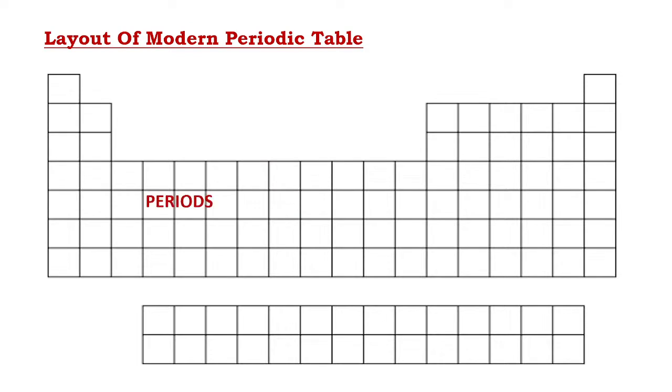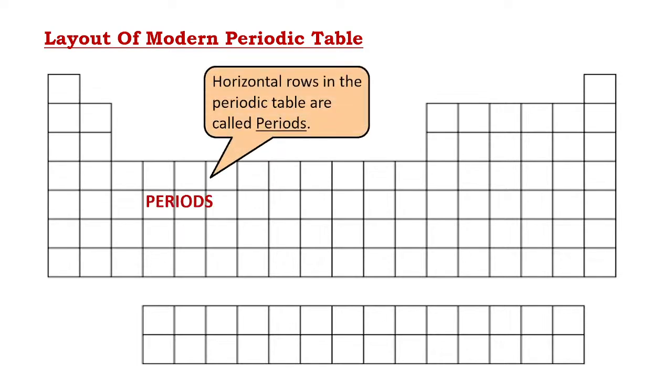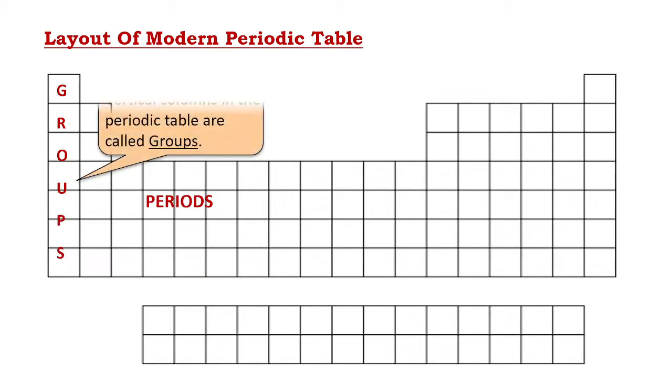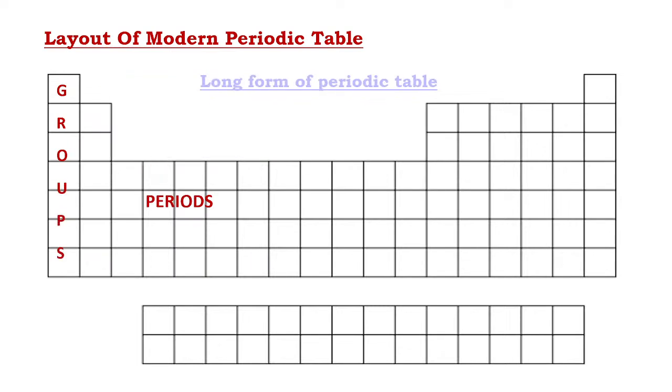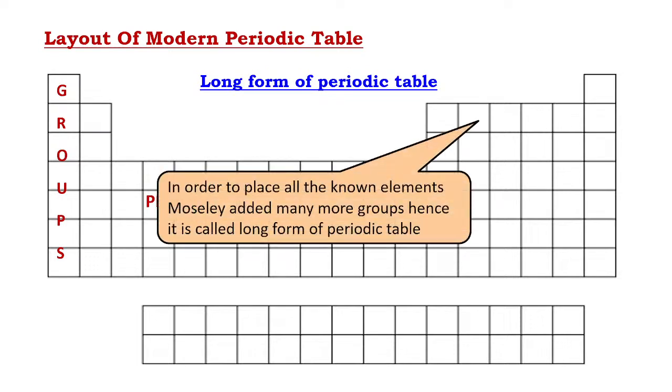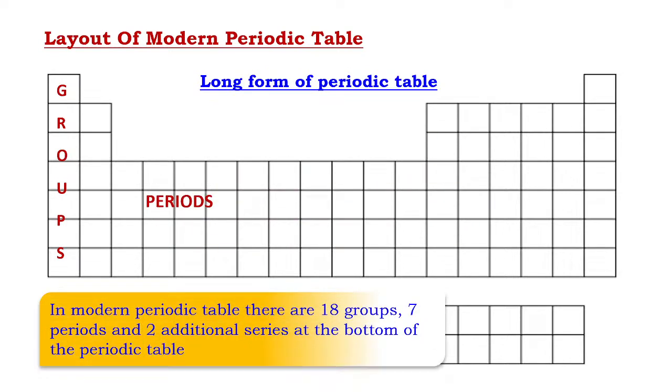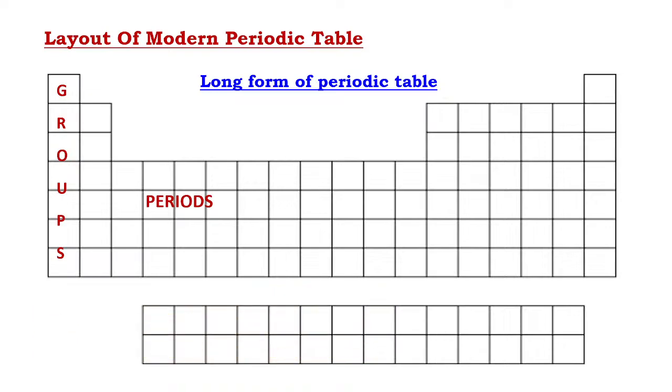So here you have periods, horizontal rows. Okay, so here you have periods which are horizontal and these are groups. This is the long form of the periodic table. Now we have 18 groups. Look at this, how many groups do we have? 18. So 18 lines we have and 7 periods, that is 7 rows.